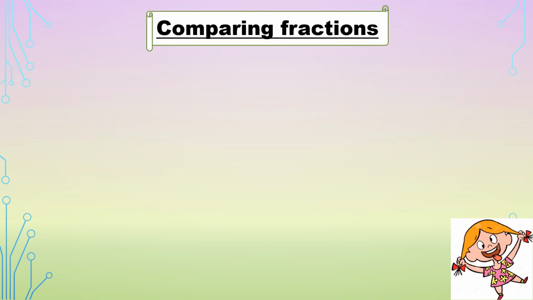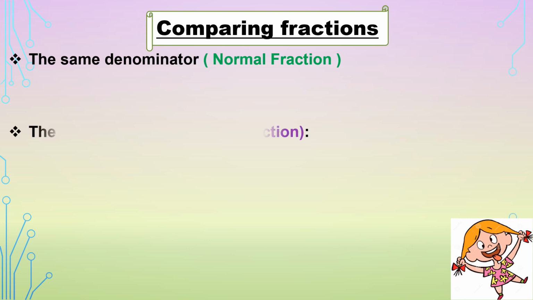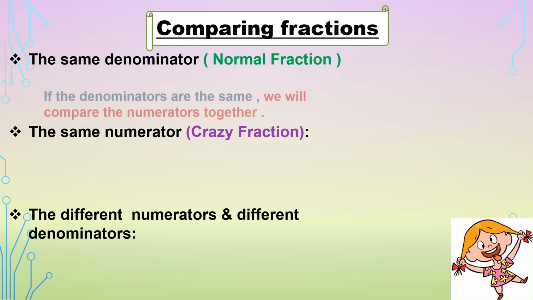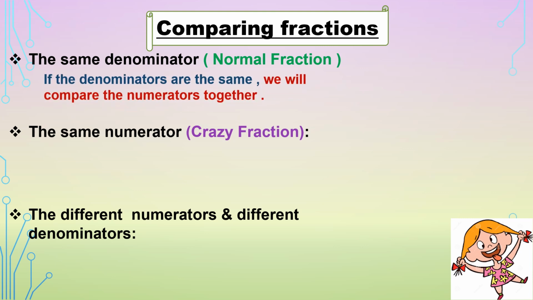Let's revise comparing fractions. Here we said before we have 3 types of comparing fractions. Number 1, the same denominator, and it's called normal fractions. If the denominators are the same, we will compare the numerators together. For example here, 3 over 5 and 1 over 5. We have same denominators, so it's called normal fraction.